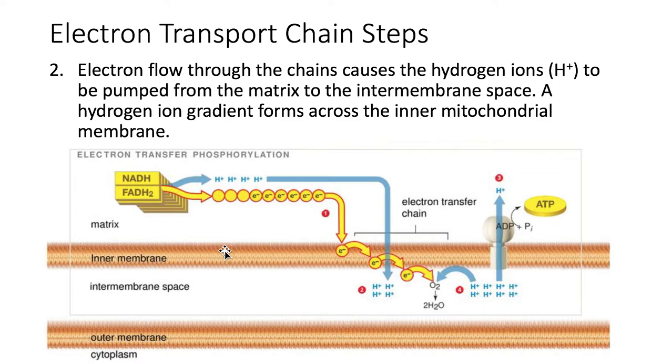So this is the inner membrane of the mitochondria. This is the outer membrane. And we're going to pump the hydrogens in here, in between the two layers. All right, so you can see these hydrogen ions being pumped actively, and now they're building up inside of this intermembrane space. We're creating a concentration gradient like you saw when we learned about photosynthesis.